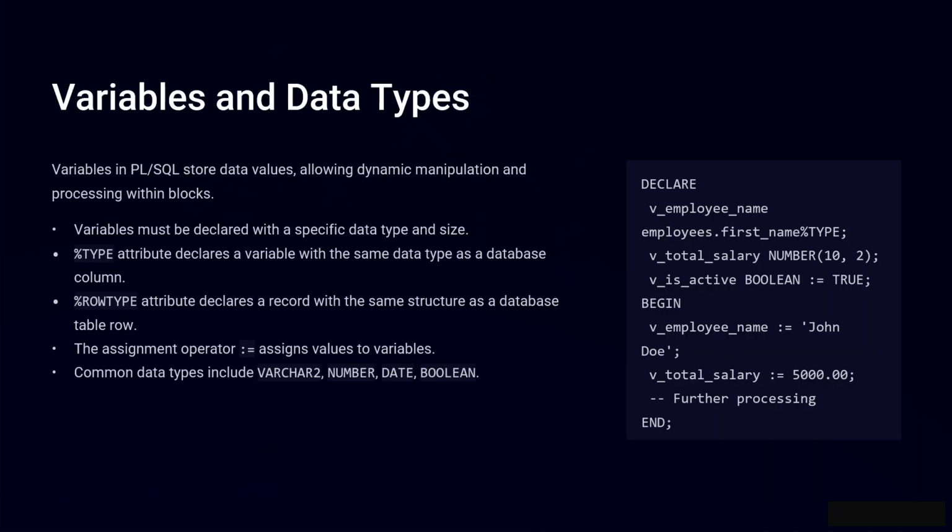Variables and data types. Variables in PL/SQL can store data values, allowing dynamic manipulation and processing within the blocks. A variable must be declared with a specific data type and size. The %TYPE attribute declares a variable with the same data type as a database column. Also, the %ROWTYPE attribute declares a record with the same structure as a database table row. The assignment operator assigns values to a variable. Common data types include VARCHAR, NUMBER, DATE and BOOLEAN.